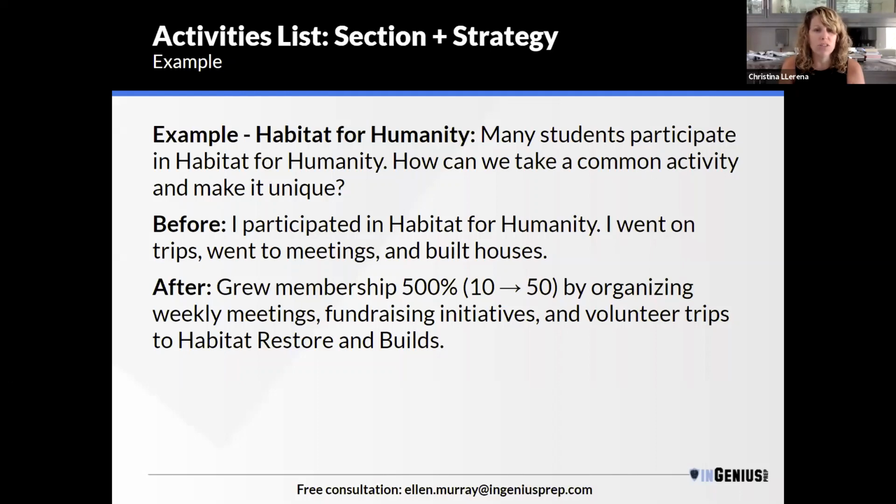Before, this is what they wrote initially: I participated in Habitat for Humanity. I went on trips, went to meetings, and built houses. Not very compelling, kind of bare bones. The after is: grew membership 500%, from 10 to 50 members, by organizing weekly meetings, fundraising initiatives, and volunteer trips to Habitat ReStores and builds, which is an arm of that organization. So much better.